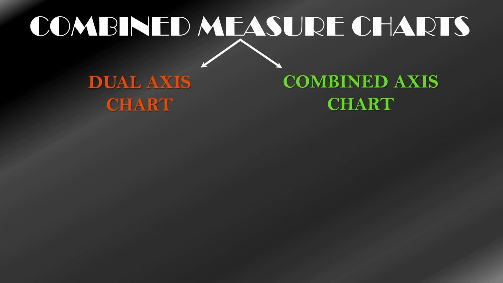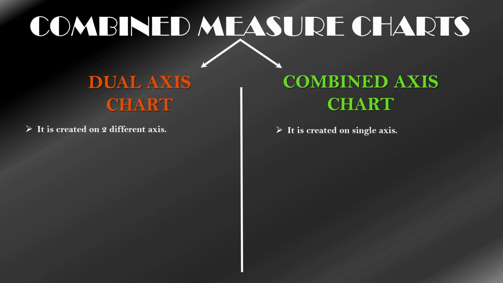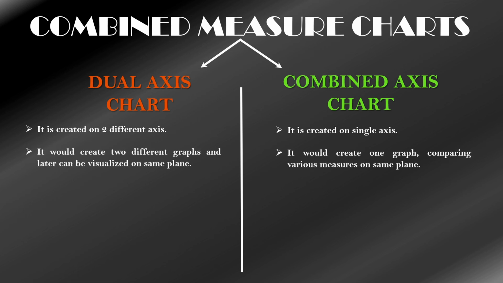For your better understanding, we are concluding their differences one more time in a structured way. Dual axis charts are created with two different axes which can later be synced together if required, whereas a combined axis chart is created on a single axis. Dual axis creates two different graphs and later by clicking on the dual axis option, both the graphs are visualized on the same plane, whereas in a combined axis chart, various measures are compared on the same plane and result in one graph with multiple bars or lines of various measures.